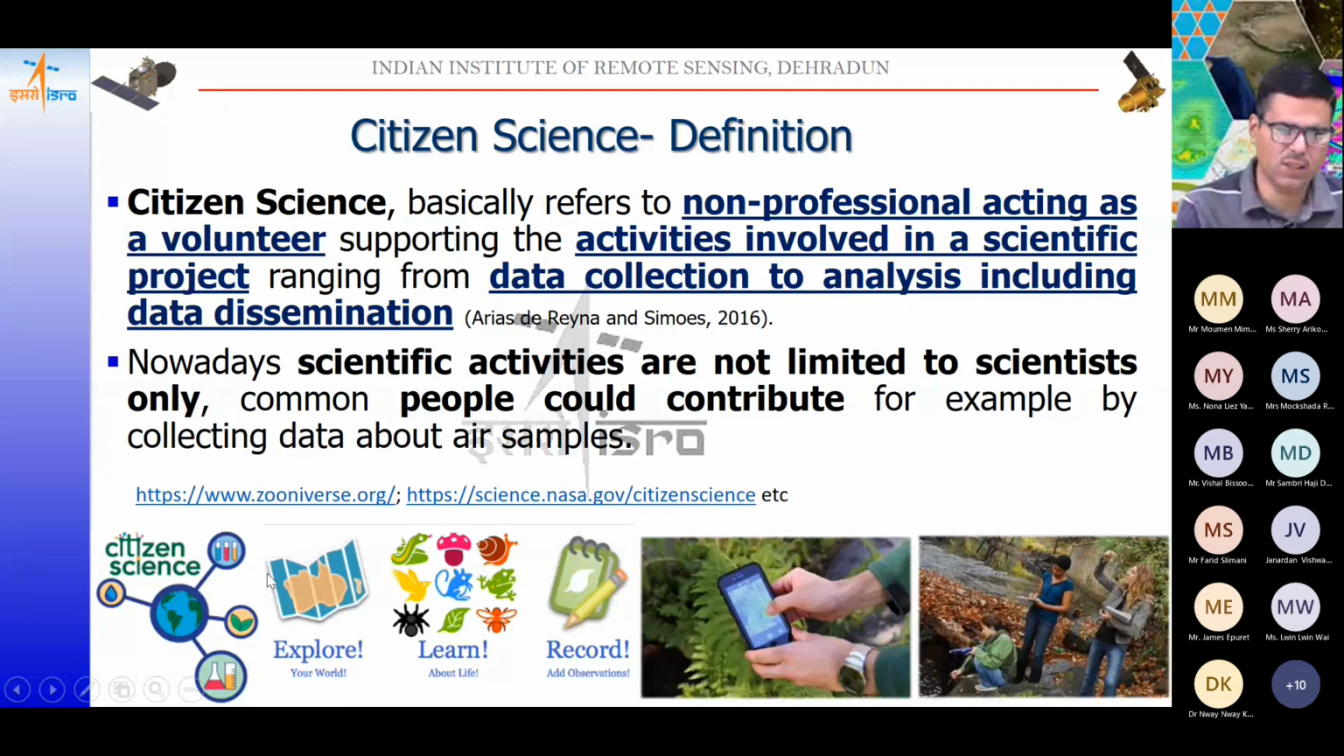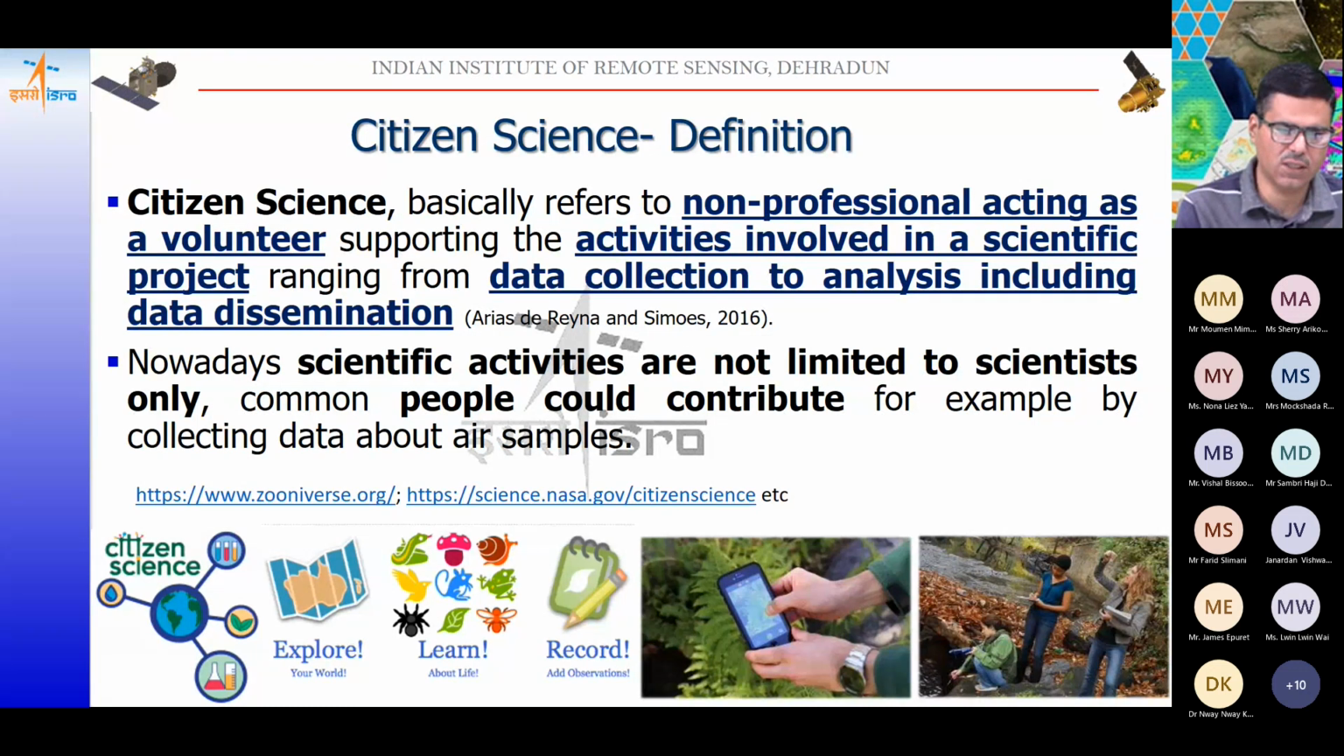Maybe you can note down these two popular sites. One is Zooniverse. Another is science.nasa.gov/citizen science, where you can find more about some of the projects. So basically, it enables the understanding of a particular phenomenon wherein the users are contributing data by using their smartphones. That could be a customized application that has been built for a particular purpose.